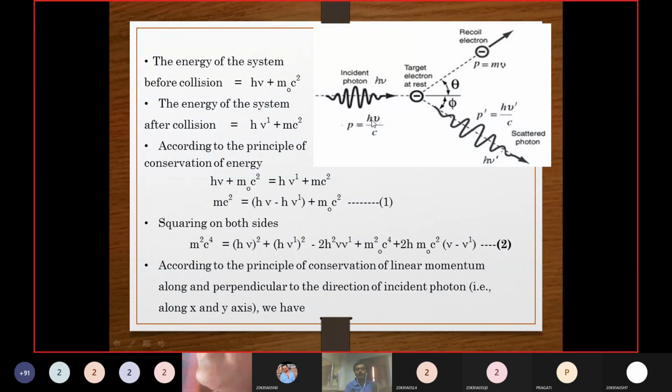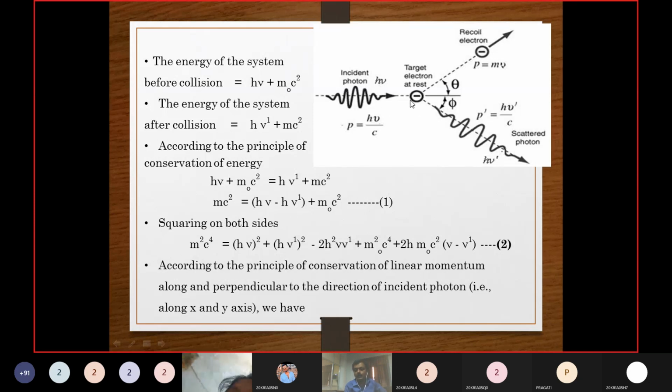How do we get this formula? According to Einstein, E equal to mc square, and that equals h nu. From mc square equal to h nu, bringing one c to the other side, mc is equal to h nu by c. So mc is the momentum of the photon. So p equal to h nu by c. This is the momentum of the photon before collision. The energy of the photon is h nu before collision.